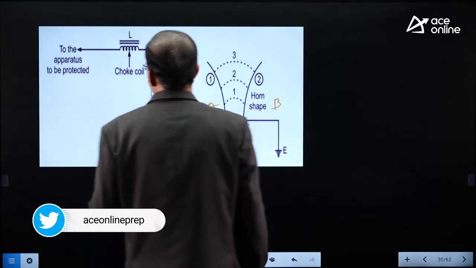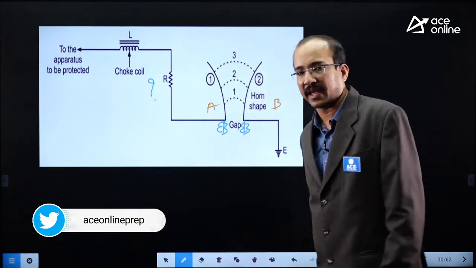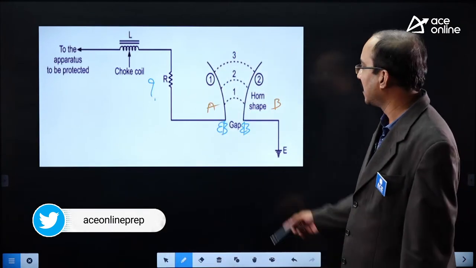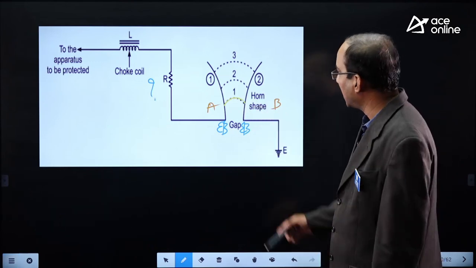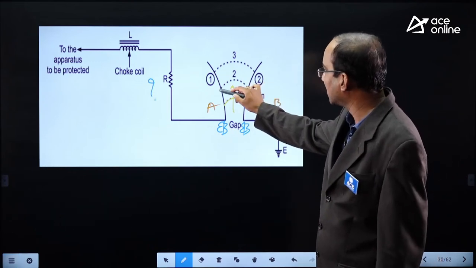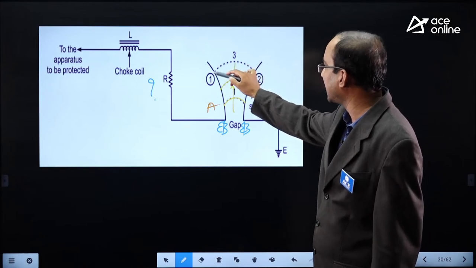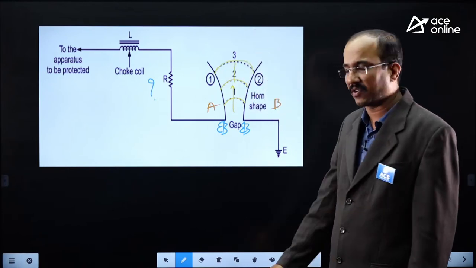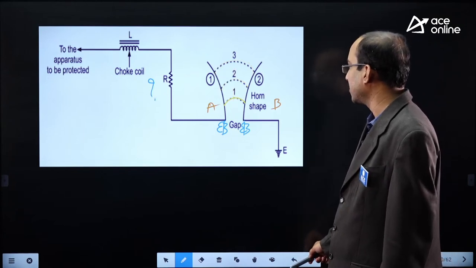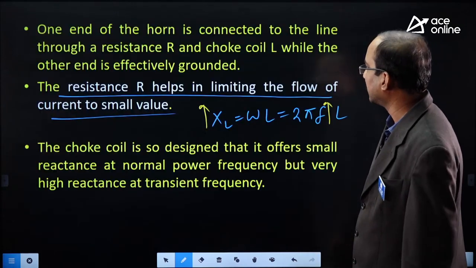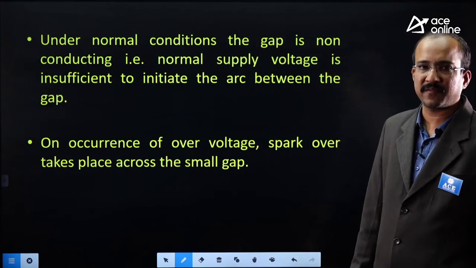Whenever there is a surge taking place on the line, the gap between these two rods gets conducted like this, an arc is formed, and it continues its path through 1, 2 and 3. And it finally gets extinguished. It will not continue to exist. Here the arc is self-clearing.